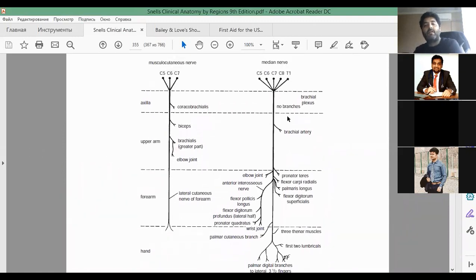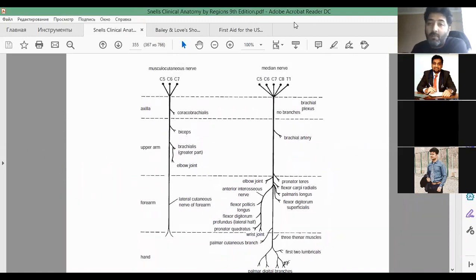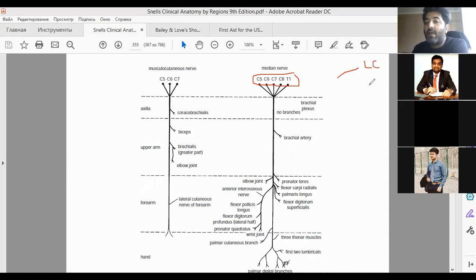The second nerve is the median nerve. Please remember its root value is C5, C6, C7, C8 and T1. Why? Because one part comes from the lateral cord and the other part comes from the medial cord. When these two cords join, they form the median nerve. So the median nerve's root value is C5, C6, C7, C8 and also T1.